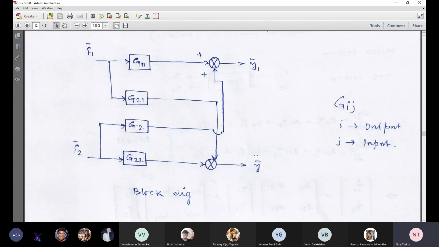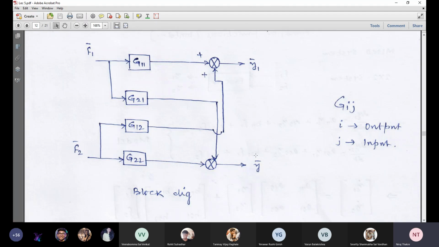That means this distillation is an interactive system. If there is any change in feed flow rate, it is affecting not only the top composition, it is also affecting the bottom composition. So the system is an interactive system. We'll discuss this issue later. You can just note down this term, interactive system.